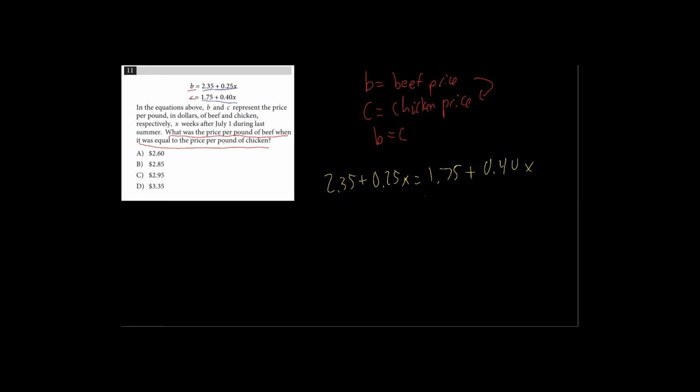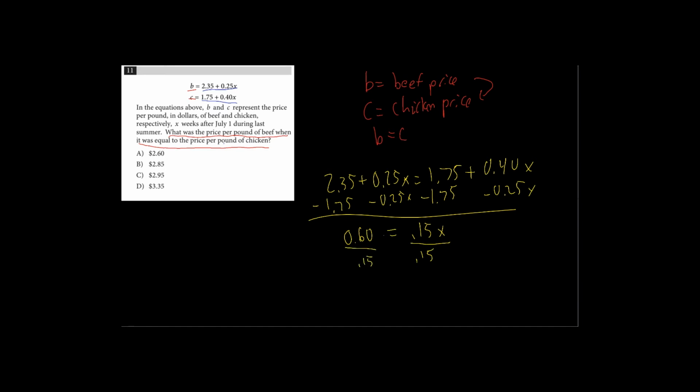So I'm going to combine my like terms. I'm going to subtract 1.75 to the other side, as well as my negative 0.25x. That way, I can put everything where it belongs. So with this one, I'm left with 0.60, and on the other side, I'm left with 0.15x. So I'm going to go ahead and divide. I get 0.15, 0.15, and x is going to equal 4.